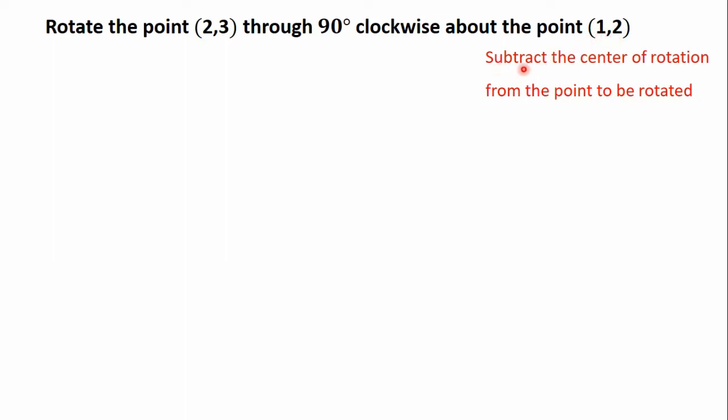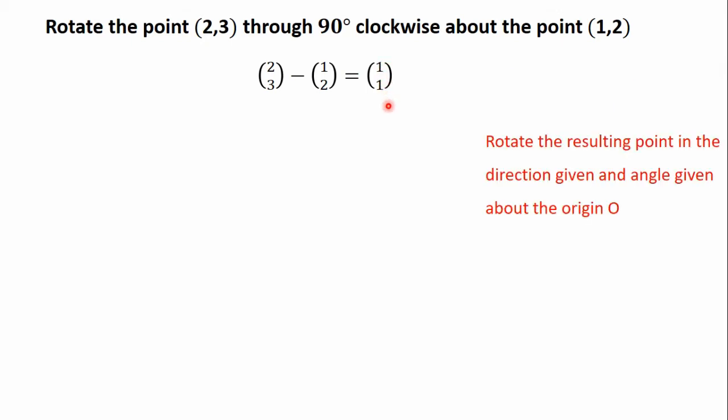The first step here says that we should subtract the center of rotation from the point to be rotated. So what we are going to do is subtract 1, 2 from 2, 3. So we will express 2, 3 as a vector. We will express 1, 2 as a vector. Then we will subtract 1, 2 from 2, 3. So we have 2, 3 minus 1, 2. 2 minus 1 gives us 1. 3 minus 2 will give us 1. So after we have subtracted 1, 2 from 2, 3, we have the point 1, 1. Let's move on to the next step.